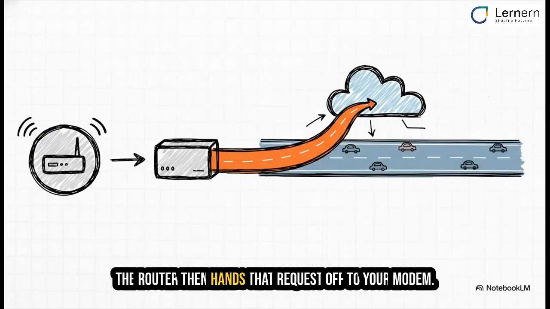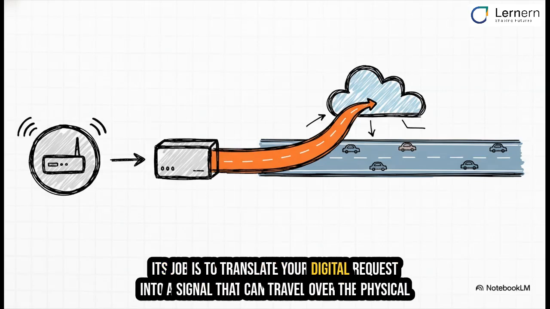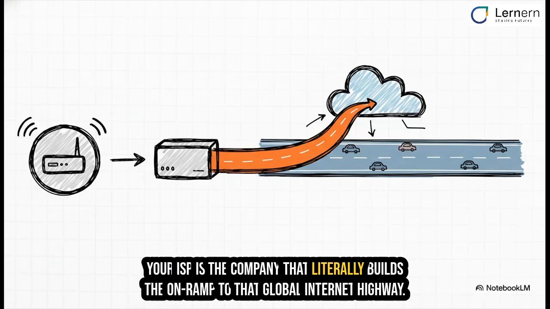The router then hands that request off to your modem. So if the router is the post office, the modem is kind of like the mail truck. Its job is to translate your digital request into a signal that can travel over the physical lines, cable or fiber, that are provided by your internet service provider, or ISP. Your ISP is the company that literally builds the on-ramp to that global internet highway.